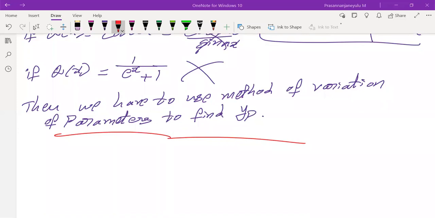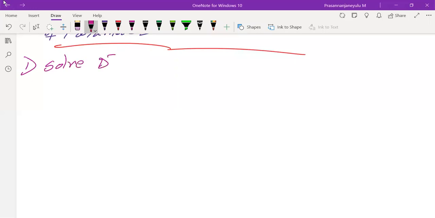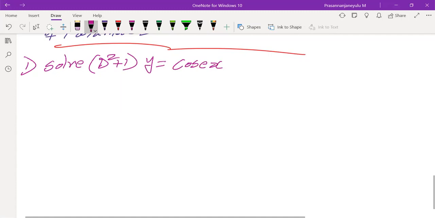Okay, how are they going to give the problems? Now, I'm going to take the first problem like this. Solve (D square plus 1) of y equals cosecant x.